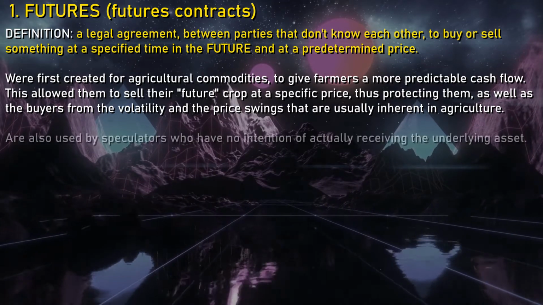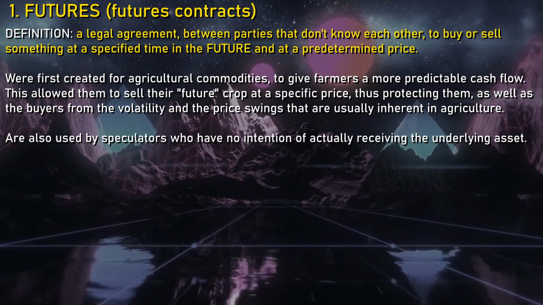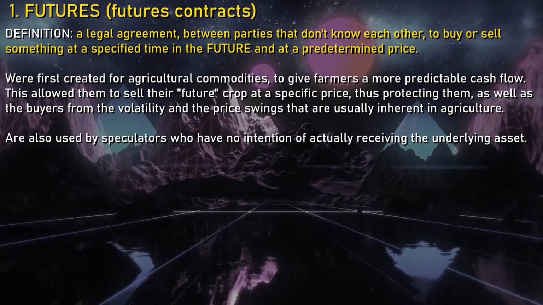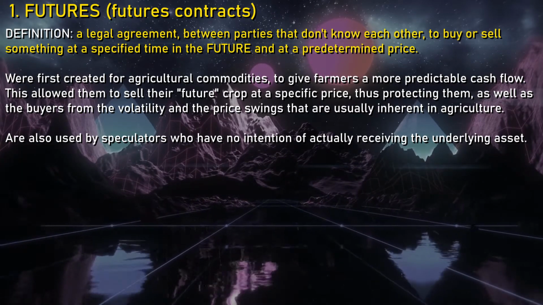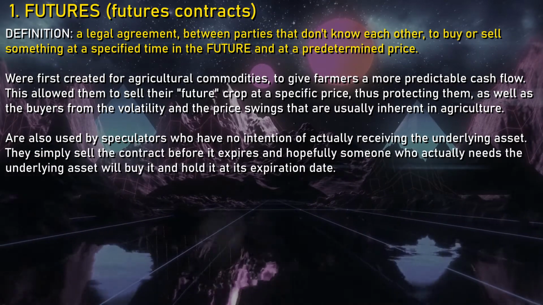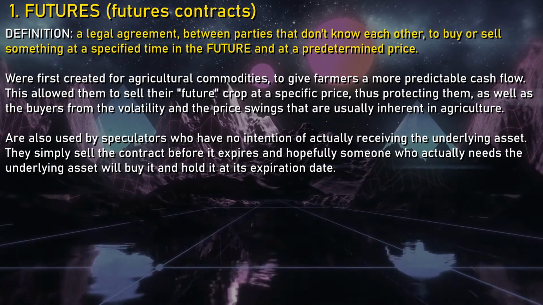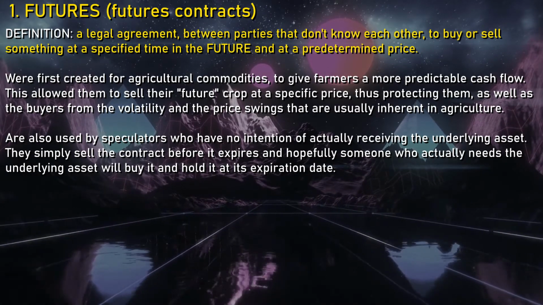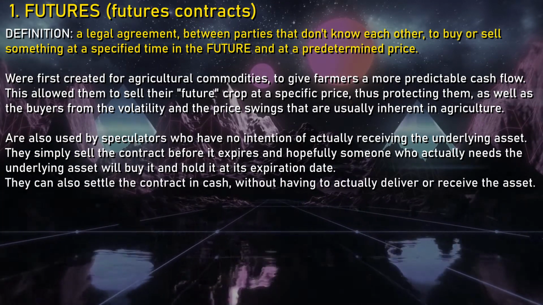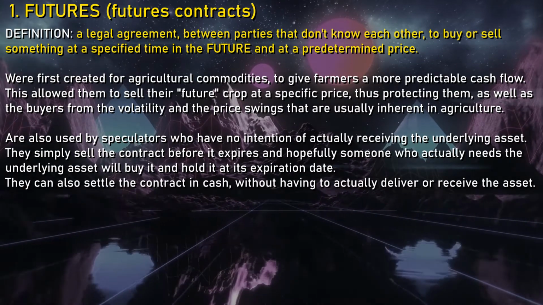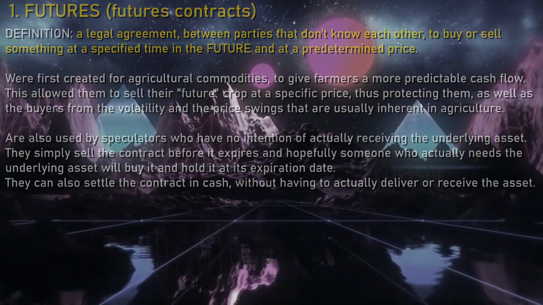Today, futures are also used by speculators who have no intention of actually receiving or delivering the underlying asset. They simply sell the contract before it expires, and hopefully someone who actually needs the underlying asset will buy it and hold it at its expiration date. They can also settle the contract in cash without having to actually deliver or receive the asset.